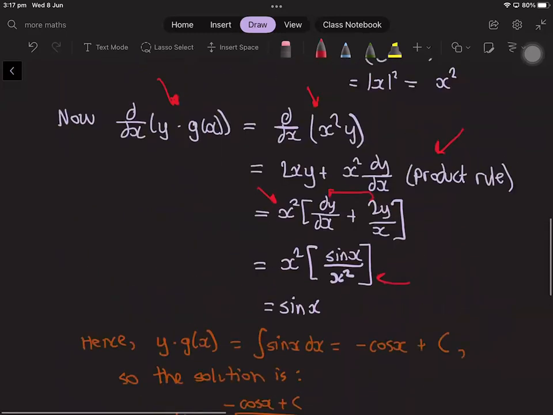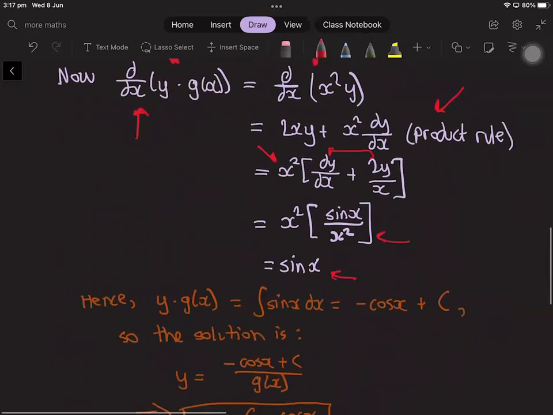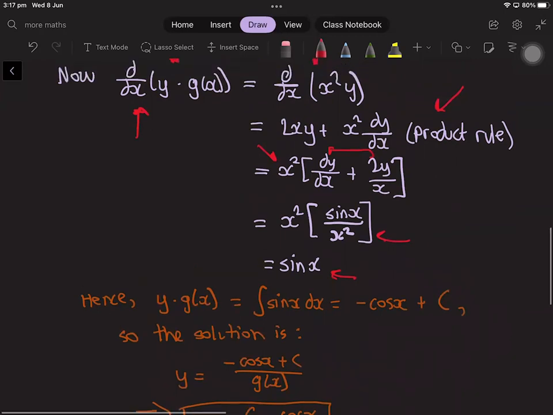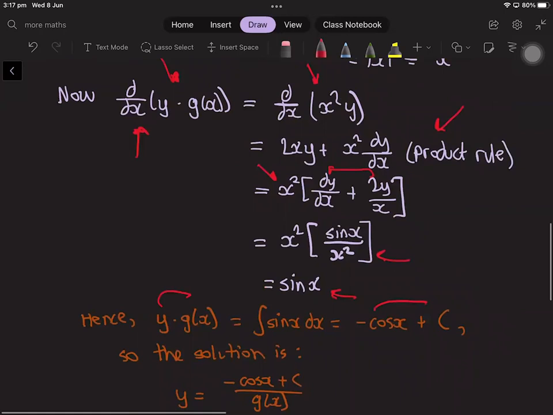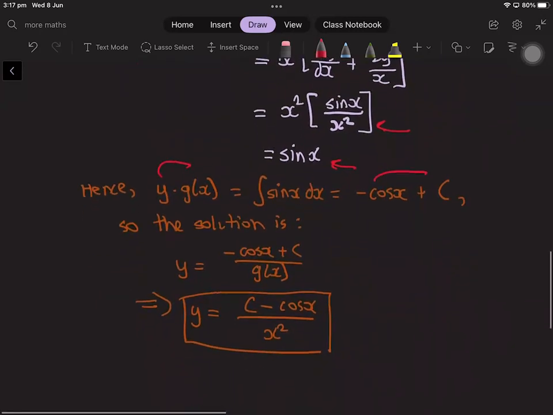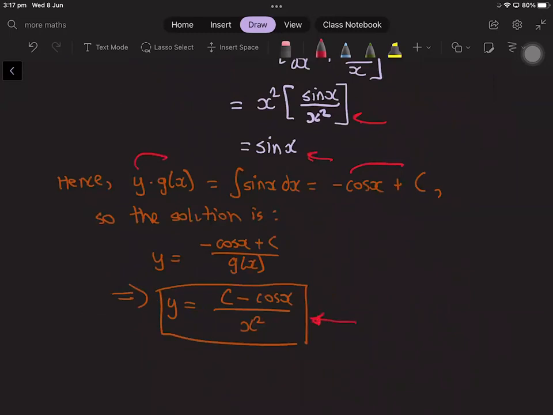Now, since we have the derivative of y times g of x equals sine of x, we can now take the antiderivative of both sides. So y times g of x will be the same as the antiderivative of sine of x, which is equal to negative cos x plus c. So since y times g of x is equal to this, then we can divide both sides by g of x to obtain y equals negative cos x plus c over g of x, and g of x is x squared. So the final solution we obtain is this. So we have an entire family of solutions because c can be any real number.